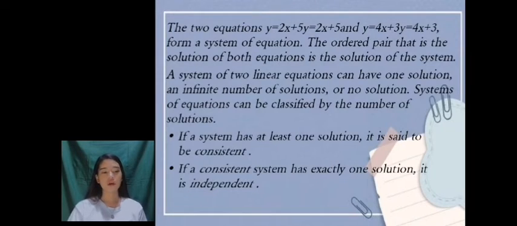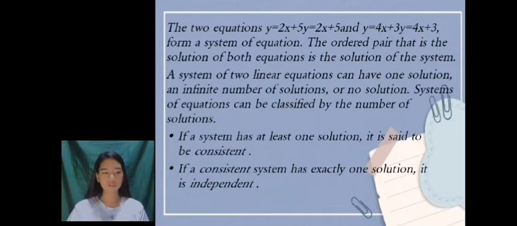Next slide. The two equations y equals 2x plus 5 and y equals 4x plus 3 form a system of equations. The ordered pair that is a solution of both equations is the solution of the system. A system of two linear equations can have one solution, an infinite number of solutions, or no solution. The system of equations can be classified by the number of solutions.